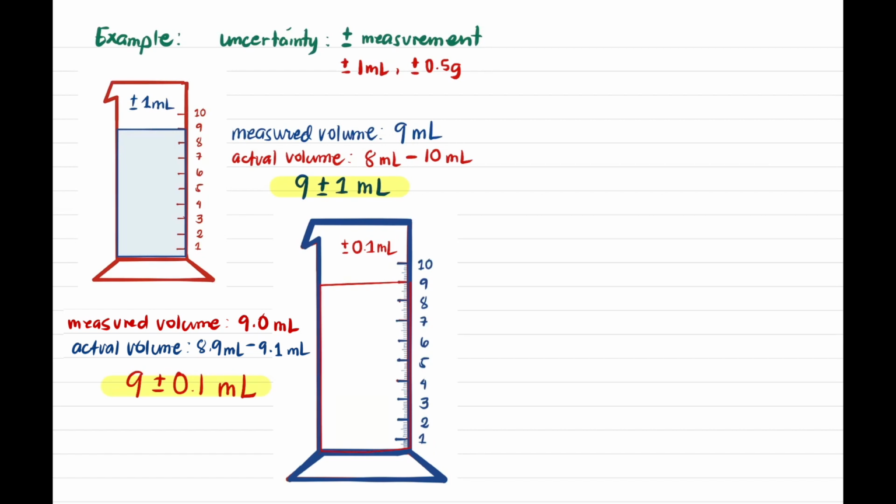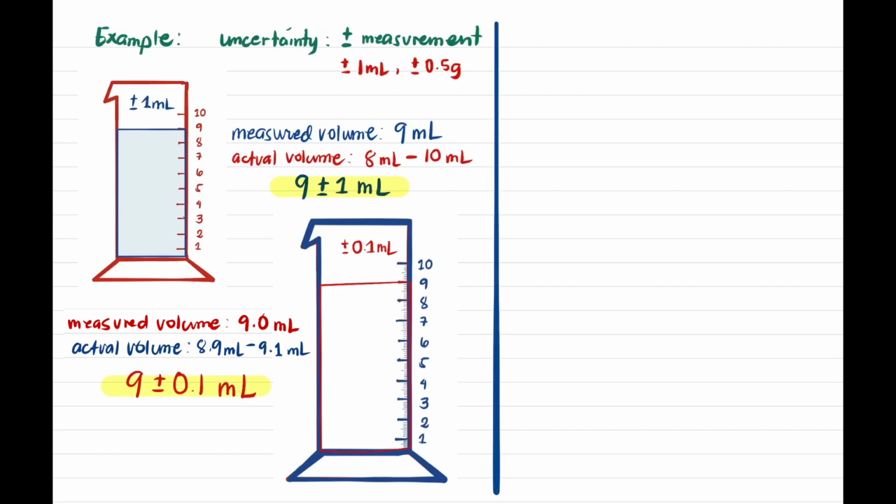We can further improve the measuring device that we utilize para mas makakuha ng mas maraming significant figures. But again, in every case, the last digit is always uncertain. And the amount of uncertainty ay laging dumedepende sa ginagamit nating measuring device.